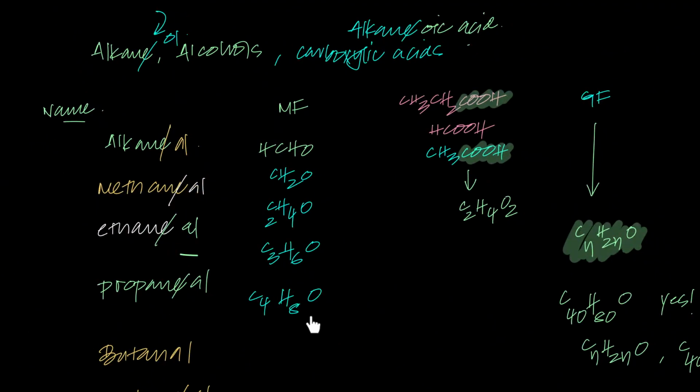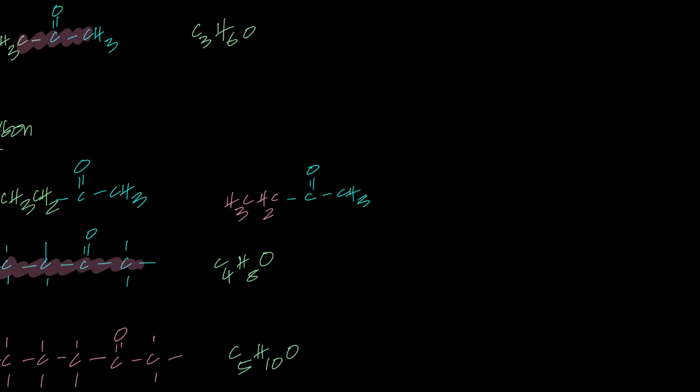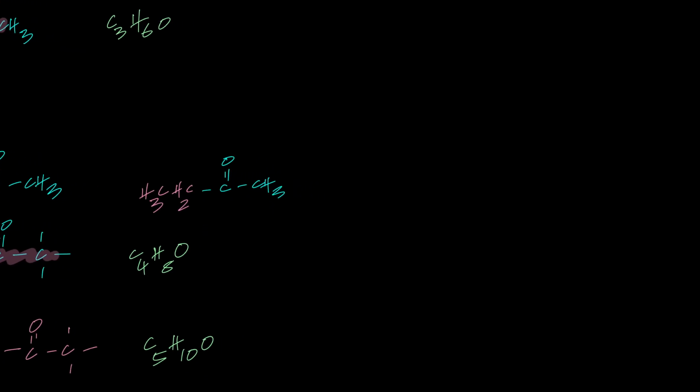C3H6O, C4H8O. That's why I said aldehydes and ketones are connected through their molecular formulas. So C3H6O or C4H8O or C5H10O, this is also the way aldehydes are written. And what you realize is, if I were to write a general formula for any ketone, I would know that, hey, it follows the same trend as an aldehyde.